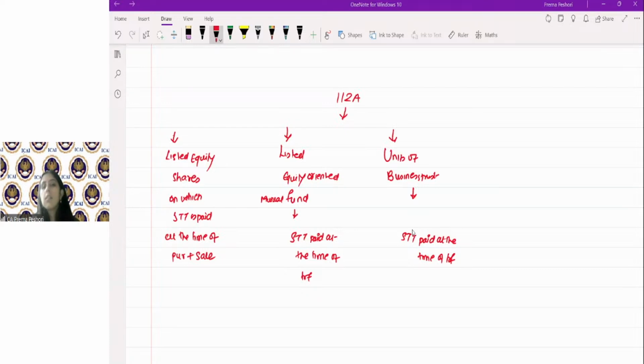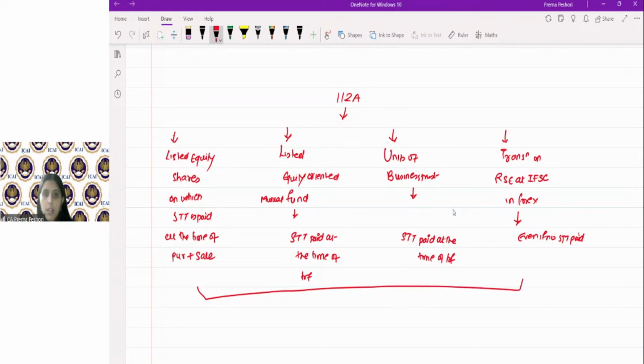Right? And the last one: a transaction on a recognized stock exchange at IFSC in foreign exchange. Here there is no requirement of STT, so even if no STT is paid, are we clear? All of this will be taxable at 10%. Right? At 10%.